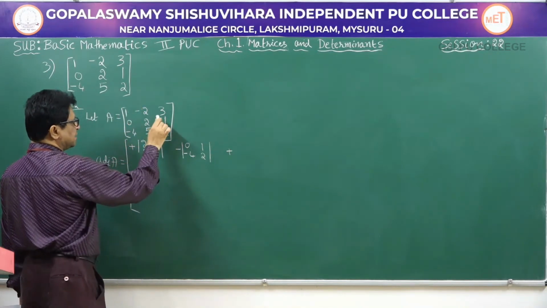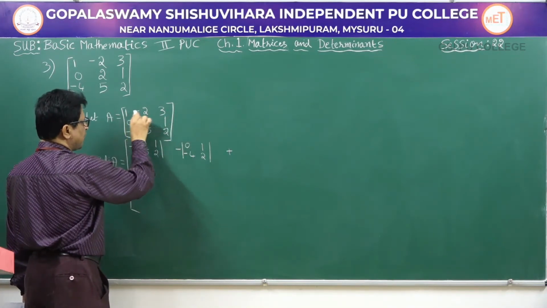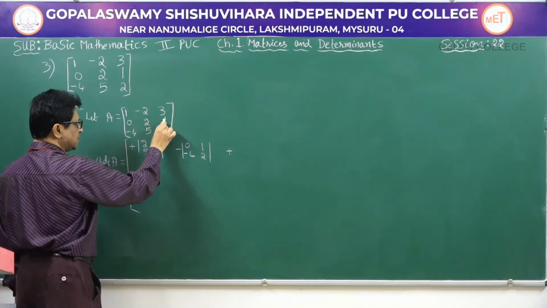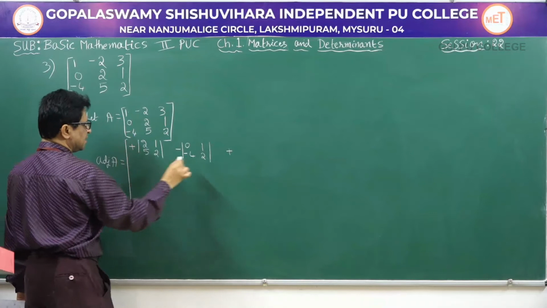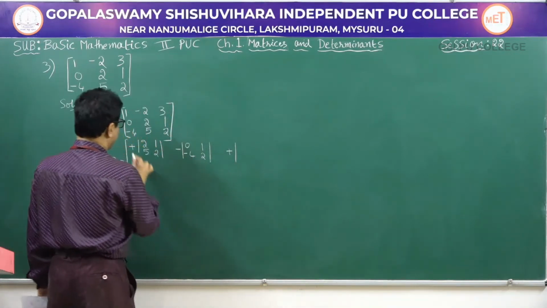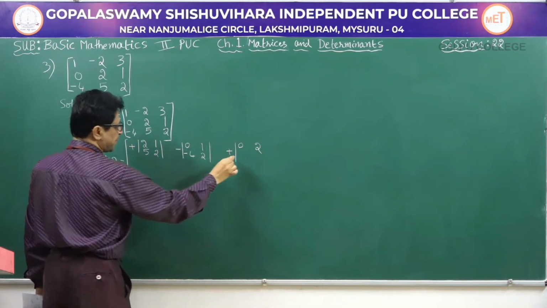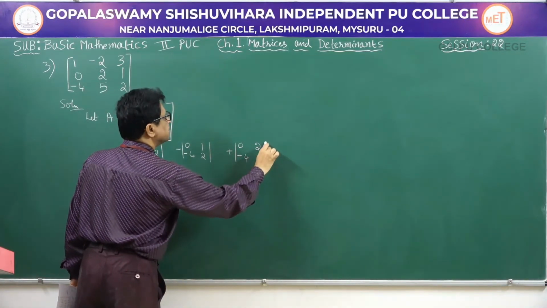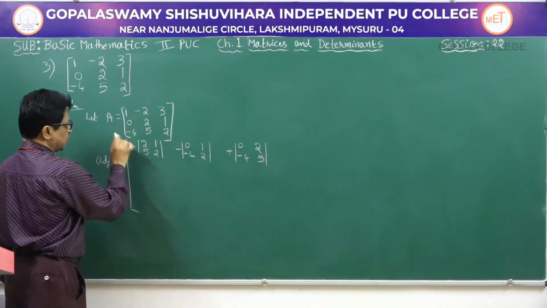Next, we have to find the cofactor of 3. So, 3 lies in the first row, third column. We eliminate the first row and third column and take the determinant of the remaining elements. That is determinant of 0, 2, minus 4, 5. Next we pass on to next row.